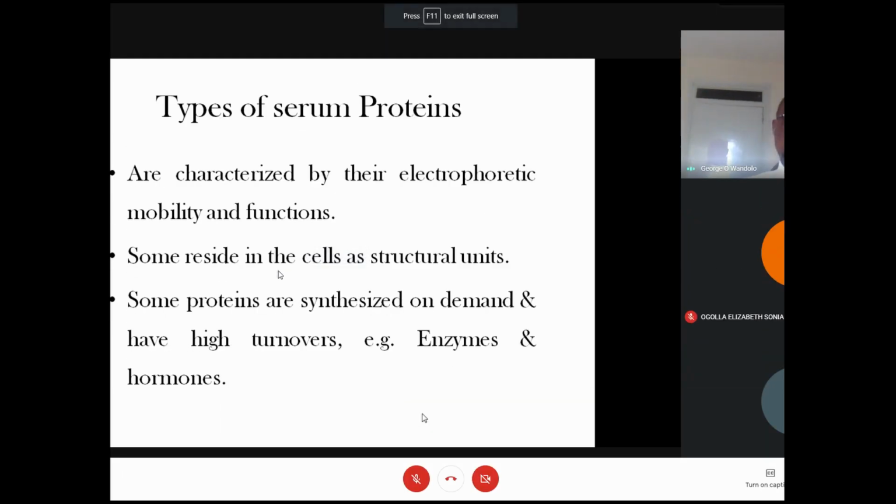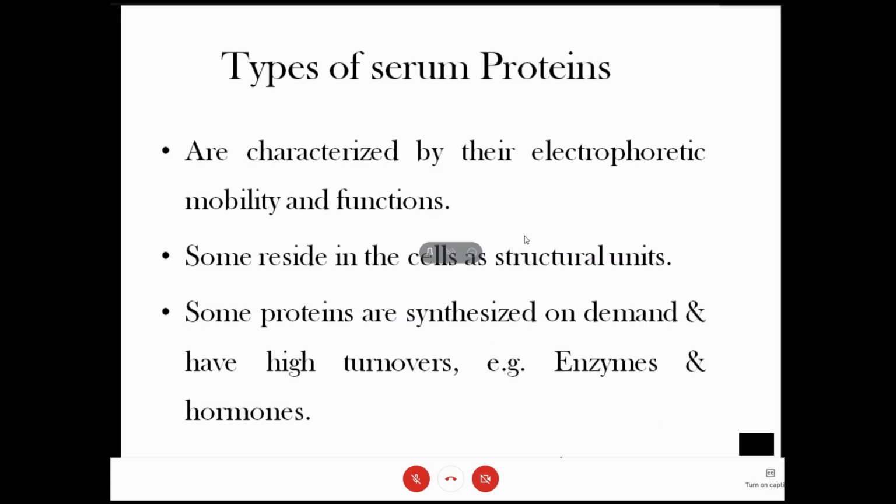Plasma proteins are characterized by the way they move in the electric field. So electrophoretic mobility is the main method for characterizing plasma proteins. I said proteins, some of them stay in the cells, and this we don't see in plasma. Those that are synthesized on demand are found in circulation. So the ones that are found in circulation are enzymes, and we have some plasma enzymes, and then we have hormones that are transported from areas or regions of synthesis to other places.